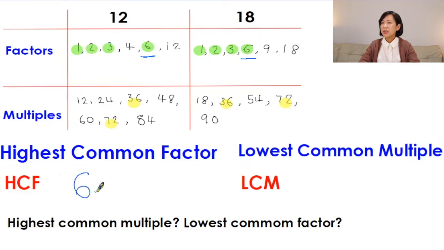Then let's have a look at the common multiples. Among the common multiples of 12 and 18, what is the smallest number? The lowest number is 36.